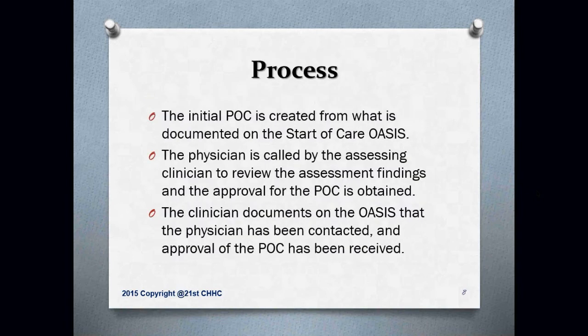So the process is that the initial plan of care, the 485, is created from the information that's collected on the admission visit. For Medicare, that's going to be your start of care OASIS or OASIS C1. After that admission is done, the physician should be called by the clinician that's performed that assessment to review the findings, and also then get a verbal approval for the plan of care.